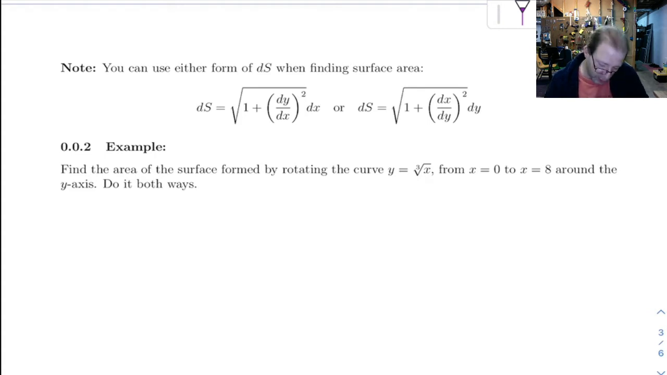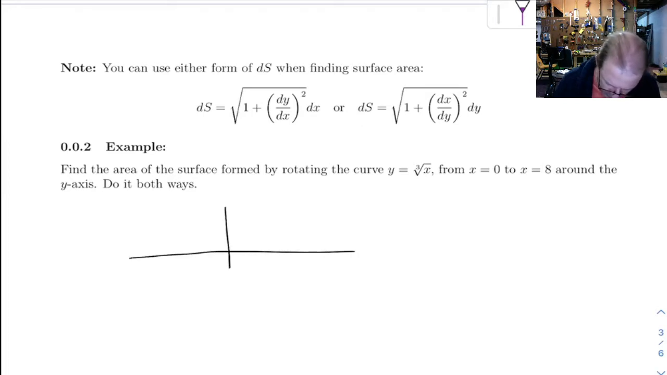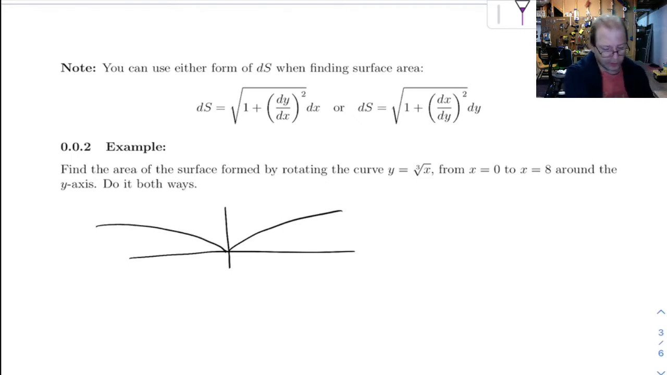So what I want to do on this example is set this up both ways, and we'll compare the integrals. Maybe we'll only do one of them, maybe we'll do both. But let's get started. So we've got the curve y equals cube root of x. Now that looks like this. If we take that and rotate it around the y-axis, we'll get this sort of shape.